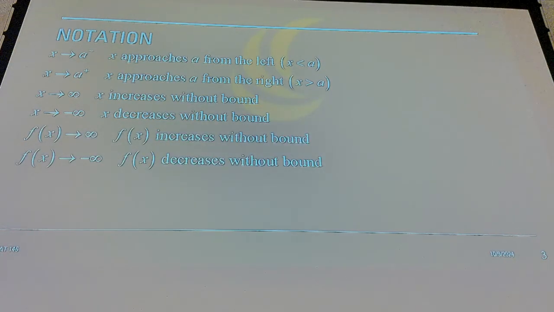And we also saw those. F of x increases without bound, f of x decreases without bound. Finally, f of x is approaching the value of a. Again, it is important to note that for that last notation, f of x doesn't necessarily have to ever equal a. All it's doing is approaching the value of a.